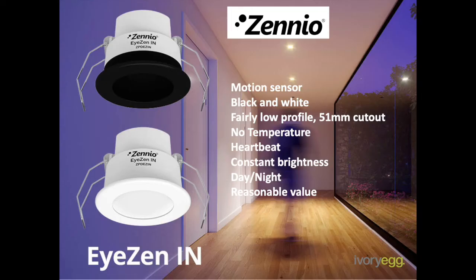The Zennio Eyezen ETS is a ceiling mounted KNX motion sensor, and I shan't go into all the features and benefits here, but it is worth mentioning that they come in both black and white, and they're fairly low profile and need only a 51mm cutout. The Eyezen, however, doesn't measure temperature like some other sensors, but does have a heartbeat function which indicates that the device is still present on the bus, which is a fairly unique feature to Zennio. The sensor can be configured for constant brightness control and to perform a different function in day or night mode. And the Eyezen is also reasonable value, being neither the most or the least expensive on the market, whilst having a strong feature set.